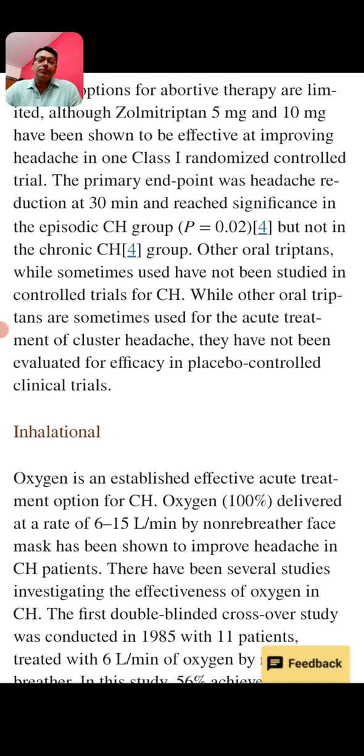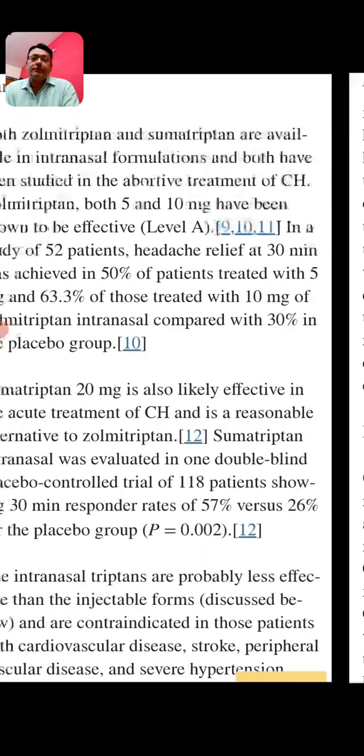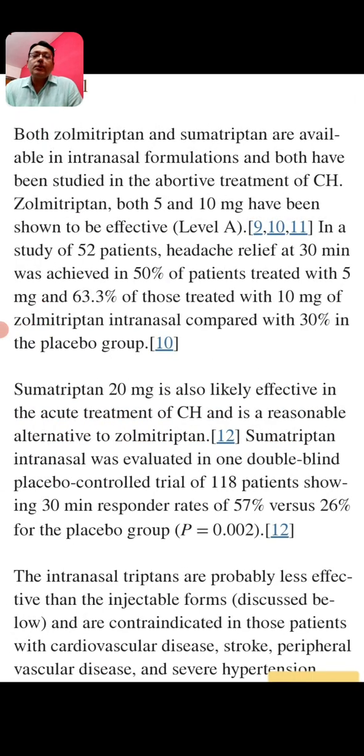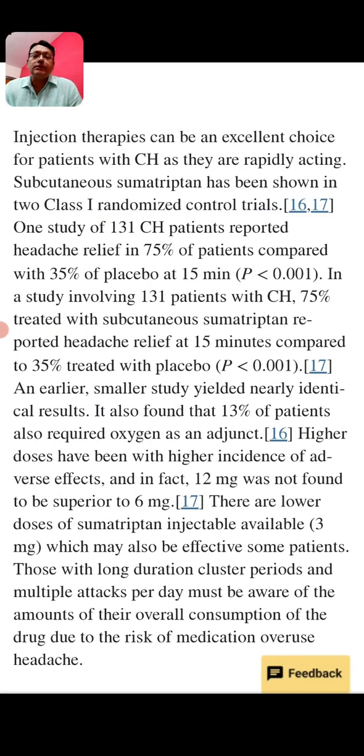Many of these patients become addicted to opioids, because some of the clinicians use them without knowing that this is cluster headache and may respond to the triptans, the abortive therapy. Both zolmitriptan and sumatriptan are available in intranasal formulation and can also be used IV. Now, we can use subcutaneous sumatriptan also.